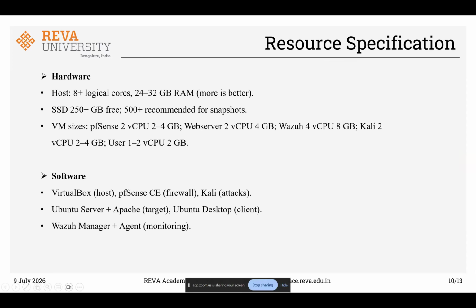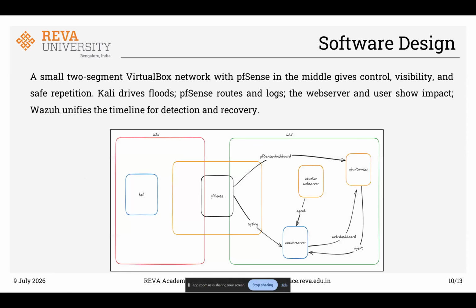These are the hardware requirements where I have deployed my cyber range. As I said, 24 to 32 GB of RAM is better, and 250 GB SSD, and pfSense, and software like VirtualBox, where we can run multiple machines like Ubuntu, Windows, Wazuh Manager, like that. So here is the software design.